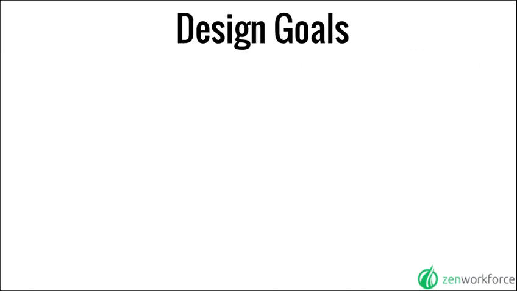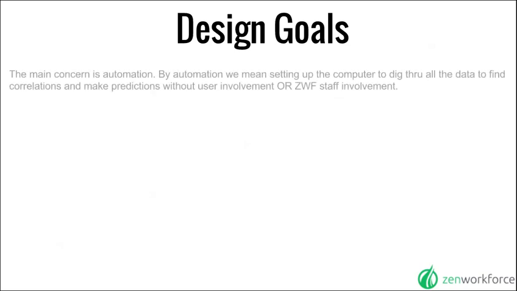So let's talk about some of our design goals here. Because these design decisions drive the capability, flexibility, and ease of development. Everything flows from design. And the main concern here in design is automation. So we want this thing to operate unattended. We want the computer to dig through all the data, find the correlations, and make predictions without the user being involved or our staff being involved.